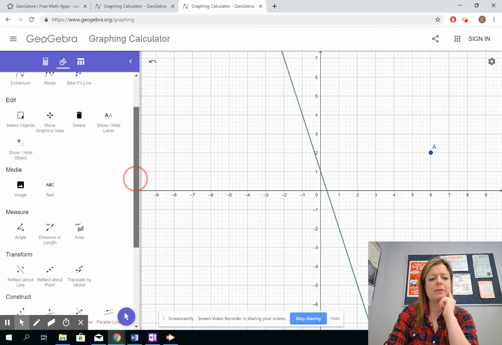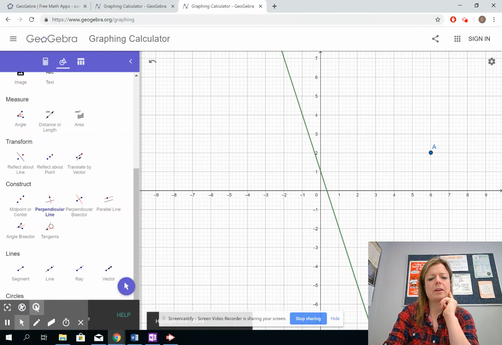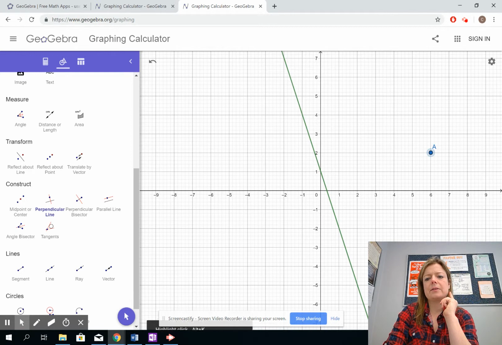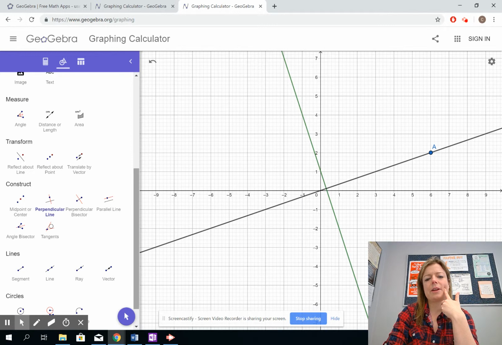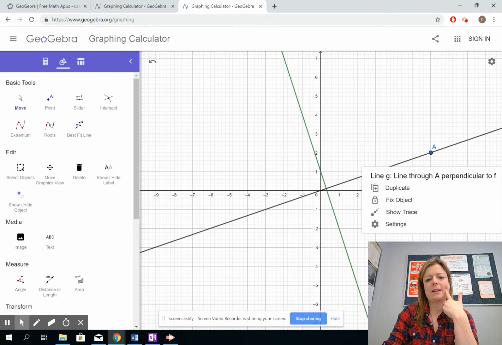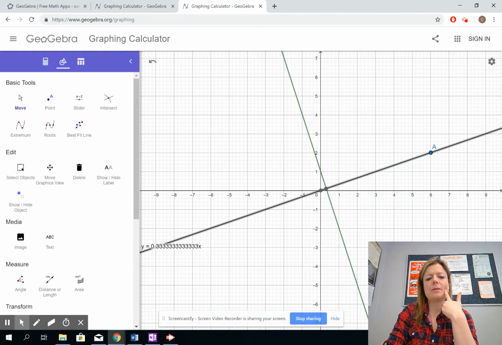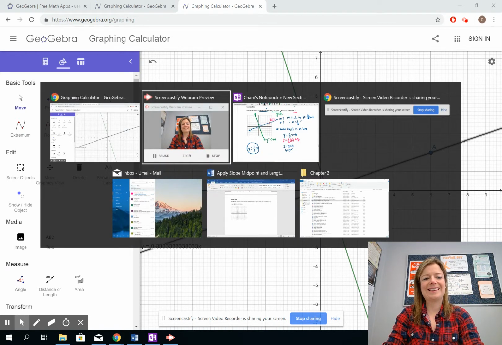And now you want to create a perpendicular line that goes through A and the green line. So if you scroll down, you'll find something that says perpendicular line under construct. So you click that, and notice on the bottom, it'll say click a point and a line. So you click your point and you click your line. Beautiful. It makes this line for you. Okay. So if you press your basic tool back to move, you can right click, go to settings, and you want to show the value. So that shows you the equation. And notice the equation is 0.3333x, which is the same as our answer, 1/3 x. So we are correct. Feels good, doesn't it?